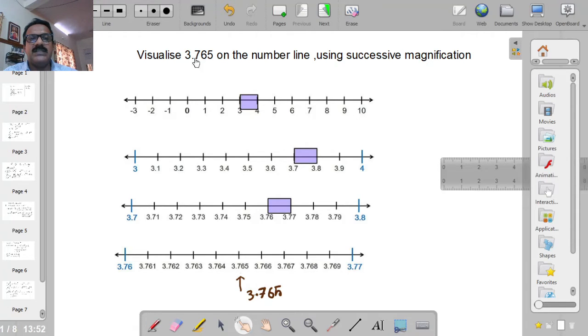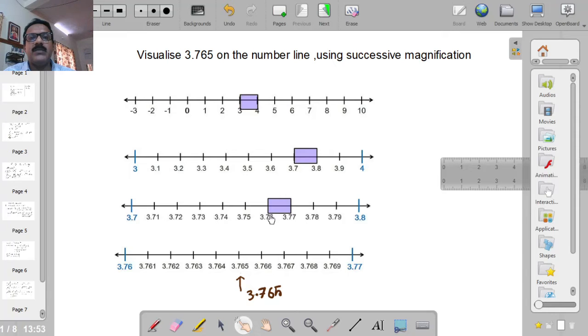3.765 lies in the interval 3.7 to 3.8. Then again we will be magnifying the interval from 3.7 to 3.8. Take this as the point 3.7 and this as the point 3.8, and we will be dividing the interval between 3.7 and 3.8 into 10 equal parts, and marking 3.71, 3.72, 3.73, 3.74, like that.